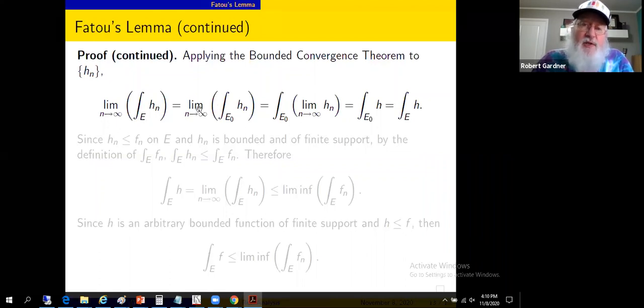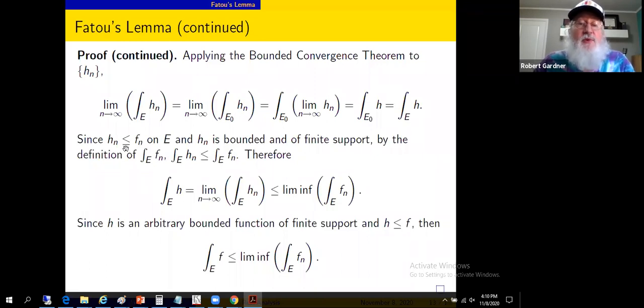Here comes the bounded convergence theorem. Everything's bounded and, well, everything's class 1 functions, let's say, effectively. I can take the limit inside that integral. The bounded convergence theorem gives you a limit of the h sub n's. The h sub n's converge to h. So evaluate that limit. We're integrating on E sub 0. That's the support of h. Outside of E sub 0, the h function was 0. So we can also write that as an integral over the whole set E itself of h. And we just showed that the limit as n approaches infinity of the integrals of the h sub n's over E equals the integral of h itself over E.